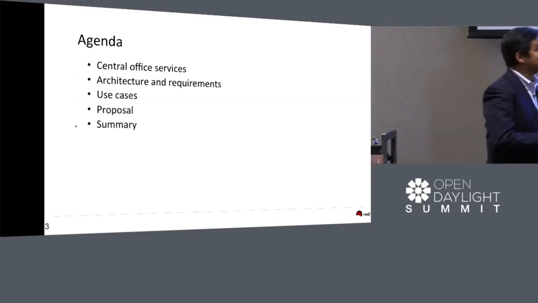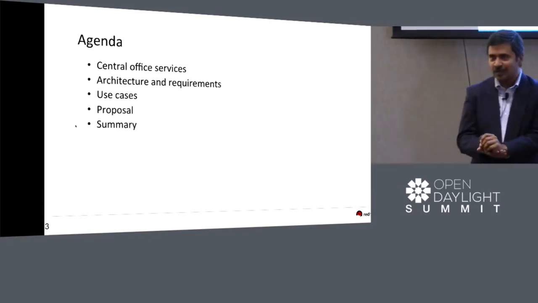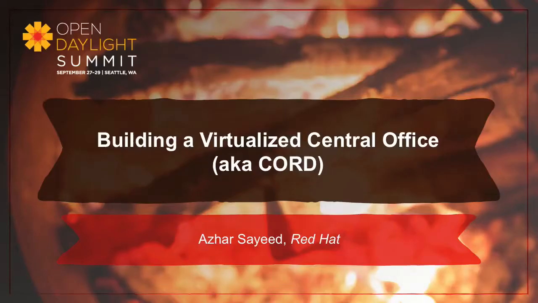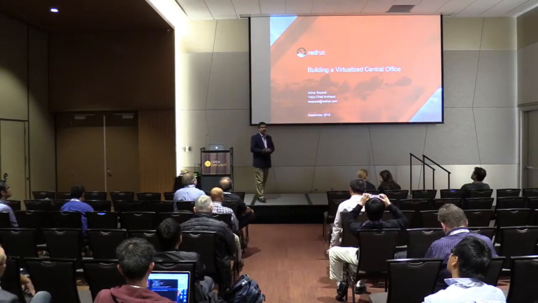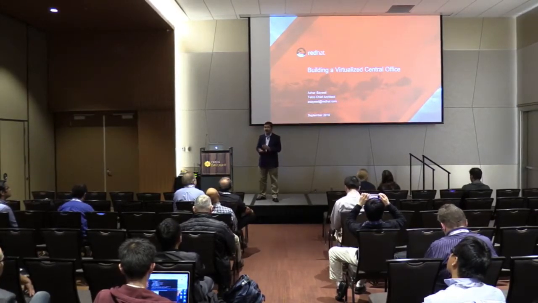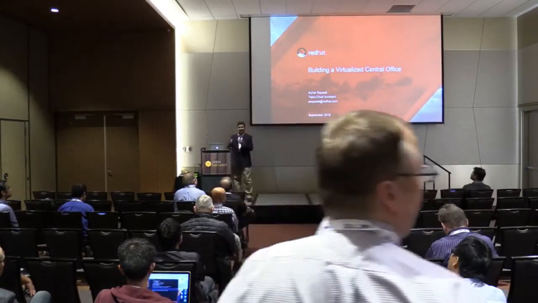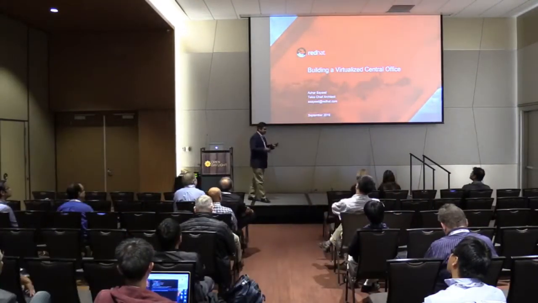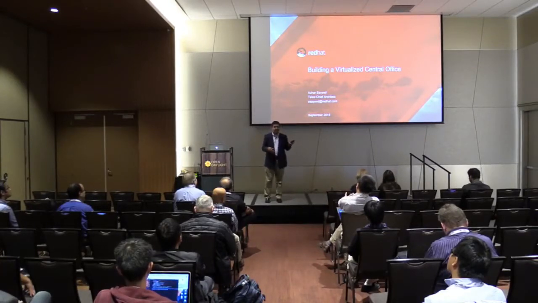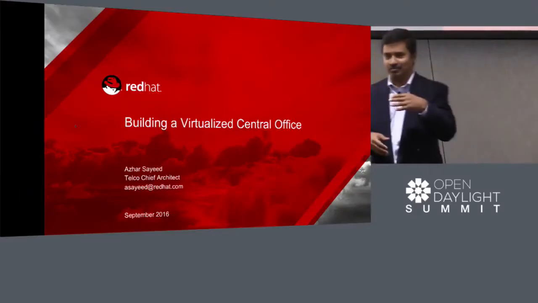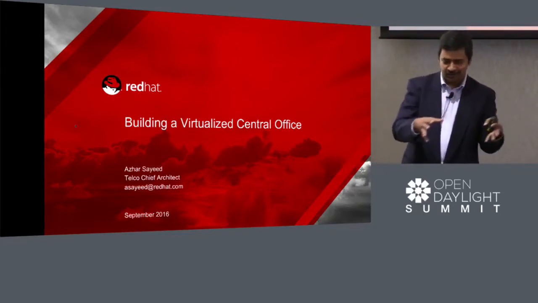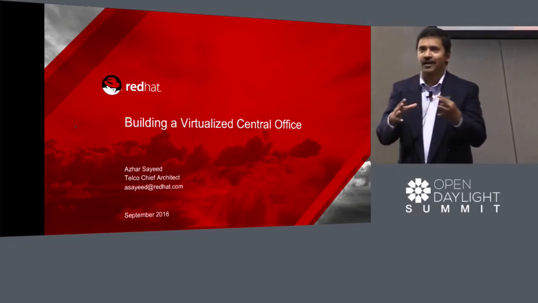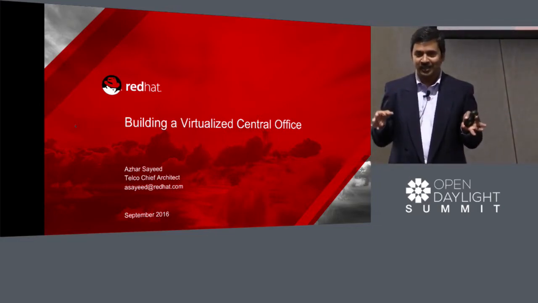Let's talk about central office services. What are some of the services? What are some of the requirements to build a virtualized central office? My name is Azhar, and we're going to talk about virtualizing a central office. What are some of the requirements, and what are some of the gaps? I also had something in the title there, AKA CORD, but I was told later on that CORD is actually a registered trademark of ON.Lab, and they are using CORD as a means of promoting the ONOS controller and XOS as part of that overall architecture. So I decided not to use that word CORD in the presentation.